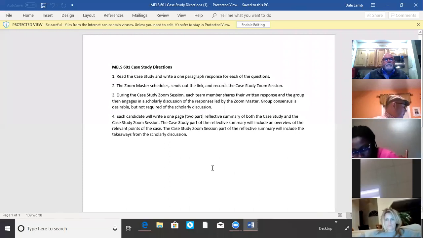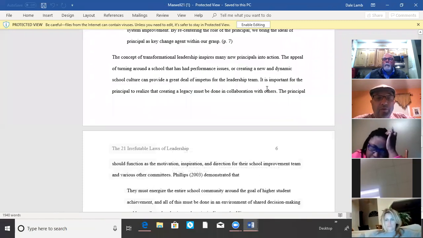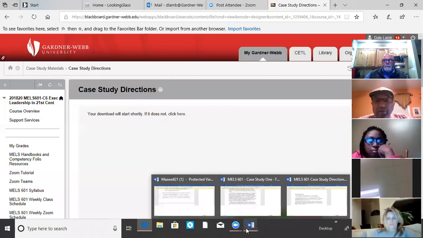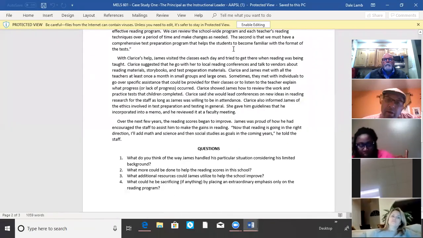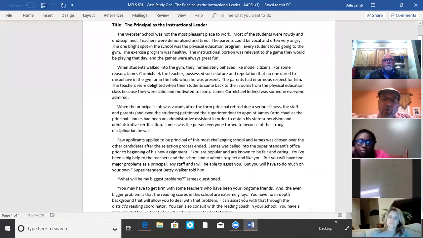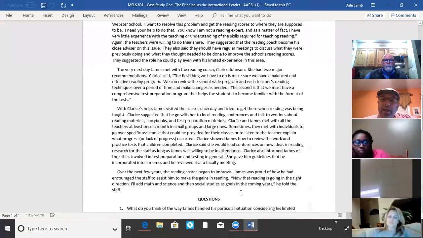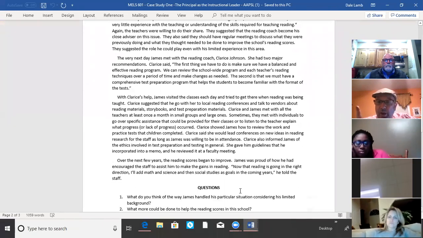And now, Dr. Lamb, just a reminder that the only thing we want is the reflection. You don't have to send us your answers to those 4 questions. We'll talk about those in your Zoom session with your peers. And as a reminder, when you send your reflection in, you attach the Zoom link to that. You send them both in at the same time in one document.